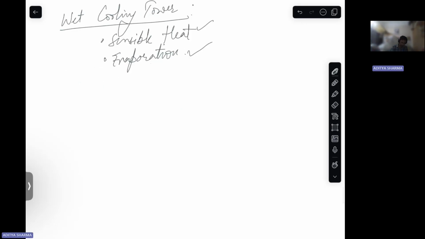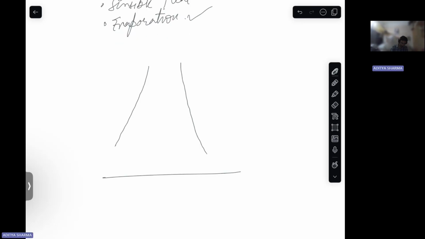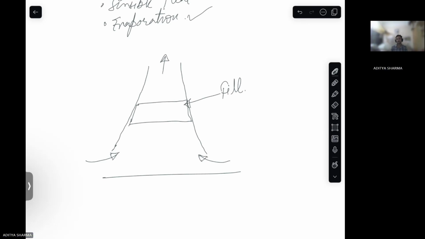So about the wet cooling tower, if you see, what happens here is, you have this tower, okay? So from here, you get air inside, okay? And somewhere here you have your fill, where you have water, circulating water from your condenser outlet, okay? That enters here.